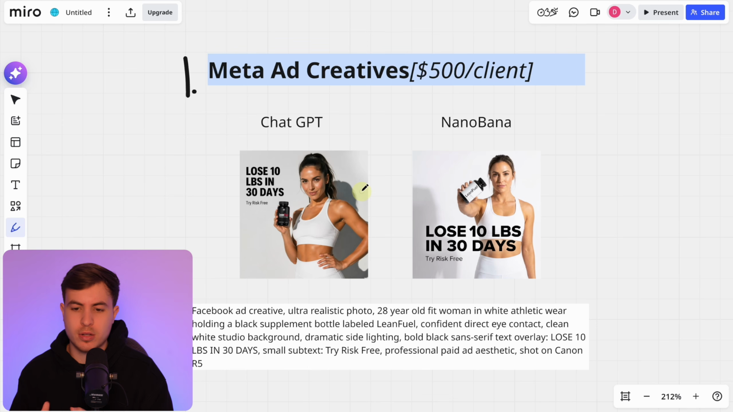Now let's actually get into how to turn these into money. What we're going to do is walk through different use cases, and then compare and see who performs the best.